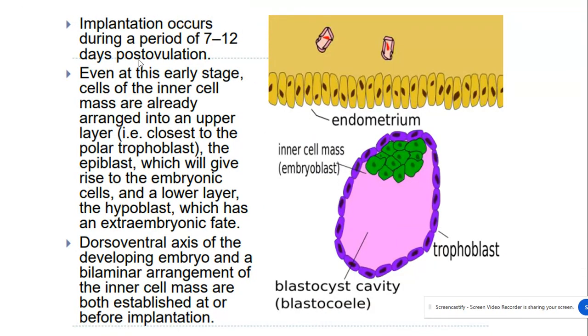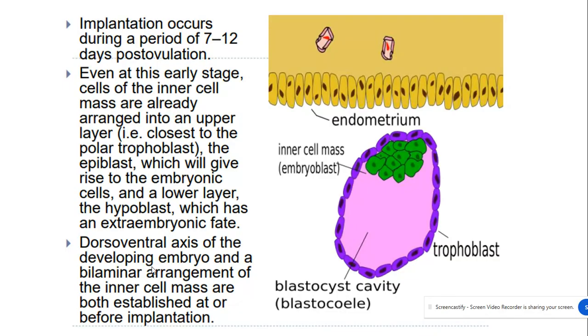All right. Implantation occurs during a period of 7 to 12 days post ovulation. This is endometrium. This is inner cell mass, embryoblast. This is blastocyst cavity, right? We said there's a cavity. This is outer layer trophoblast. Even at the early stage, cells of the inner cell mass are already arranged into an upper layer closest to the polar trophoblast, the epiblast, which will give rise to embryonic cells, and a lower layer, the hypoblast, which has an extra-embryonic fate.